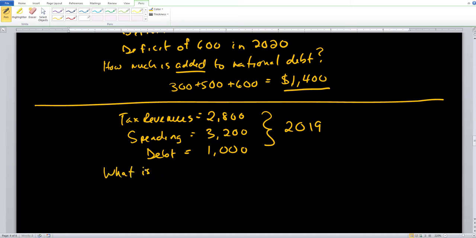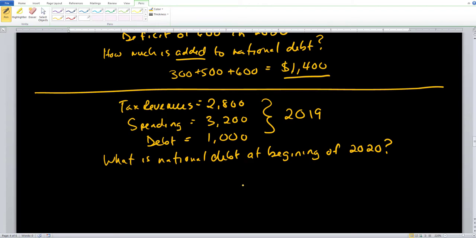So what is the national debt at the beginning of 2020? So all we're going to do is just combine both of the examples that we did previously into one question. So first of all, are we running a deficit or are we running a surplus? Once again, because revenues are smaller than spending, we know that we're going to be running a deficit. So a deficit, and how much does our deficit equal?